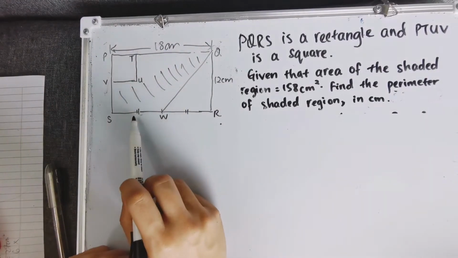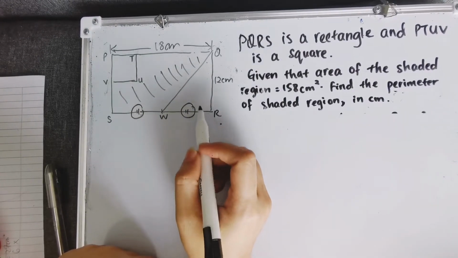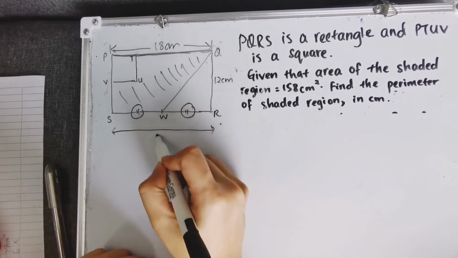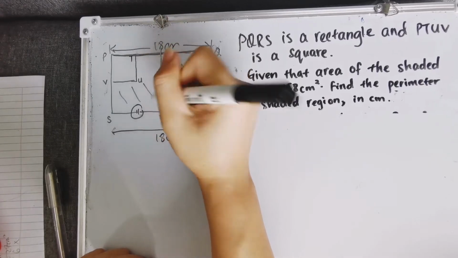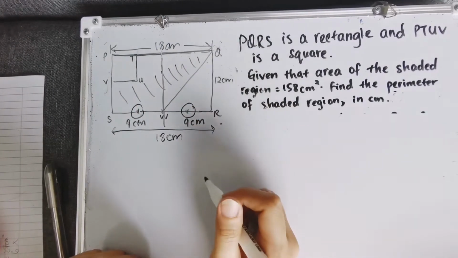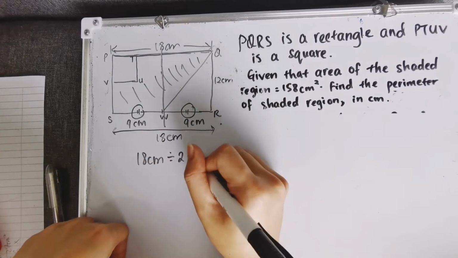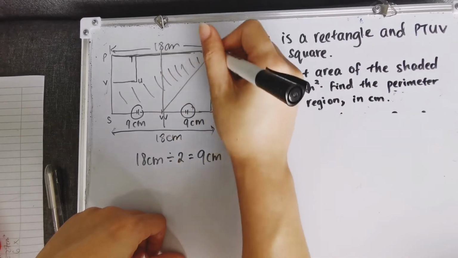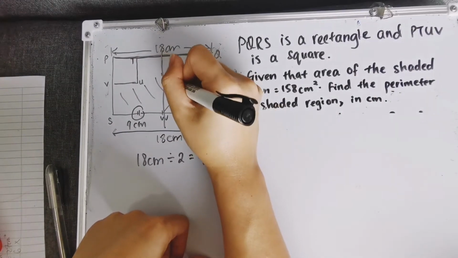Okay, so you can see that the line over here shows us that they are the same. And over here shows us it is 18. So here is 18. If it's half, then this is 9 cm, 9 cm. How do I know it's 9 cm? Because 18 cm divided by 2, or half, is 9 cm. So therefore this is 9 cm. Okay? So if this is 9 cm, this is 12 cm.